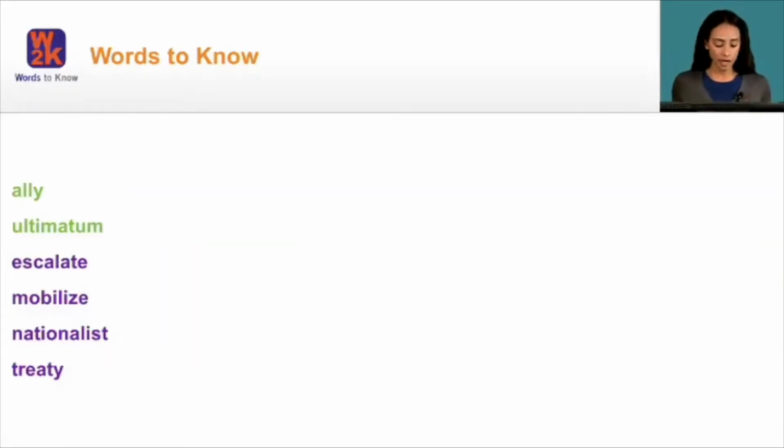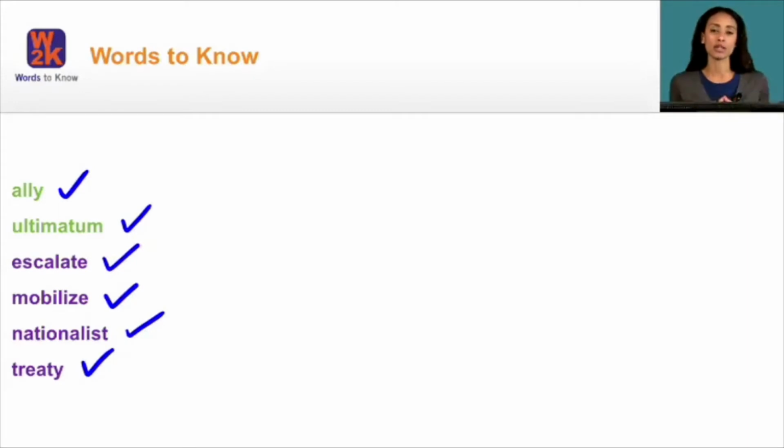So let's first take a moment to look at our key vocabulary words because these will help us to accomplish those goals, and we want to make sure we're familiar with them now. So they're ally, ultimatum, escalate, mobilize, nationalist, and treaty. And you'll see these words come up throughout the lesson. Like I said, begin familiarizing yourself with them now. Maybe take a look at them in the glossary if you're not quite sure what they mean, and take notes on them as you see them come up in the lesson.